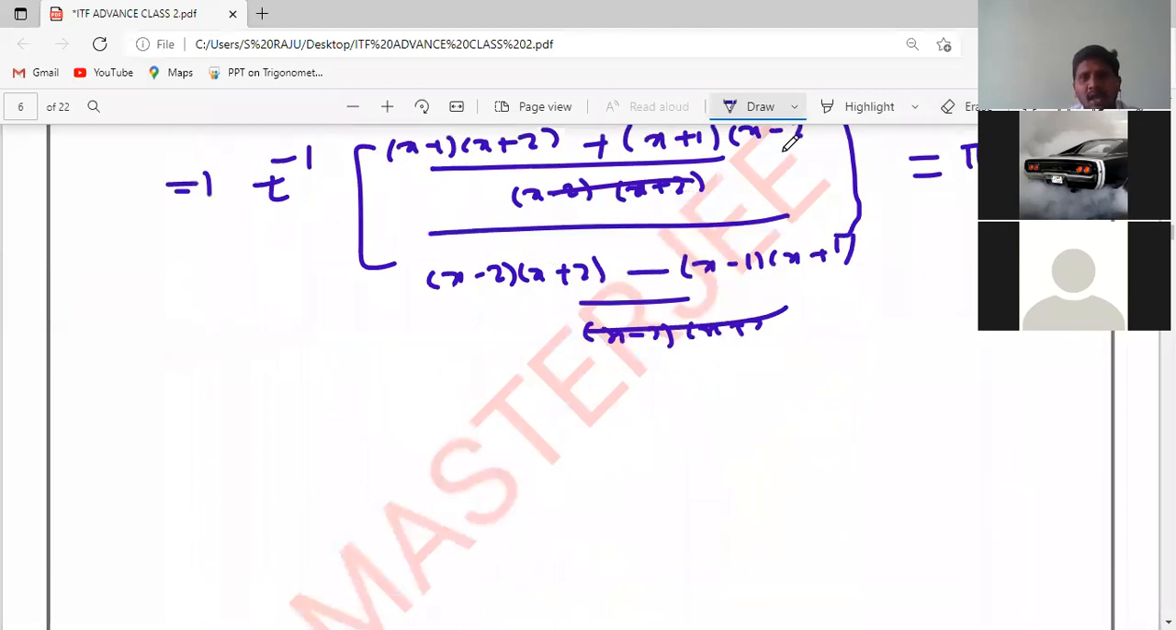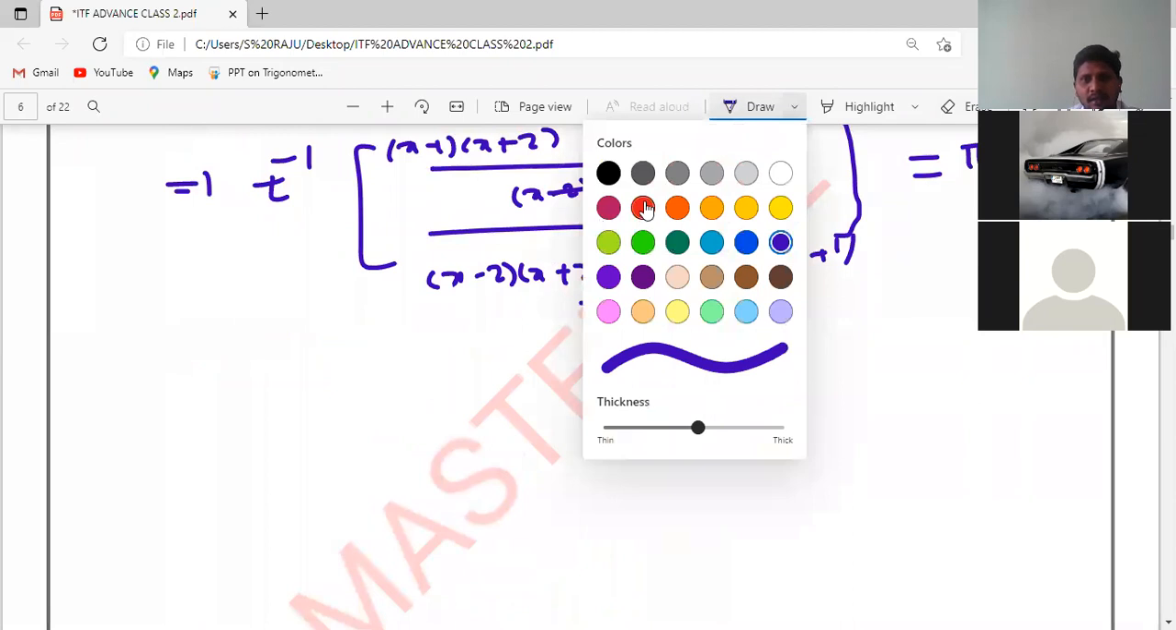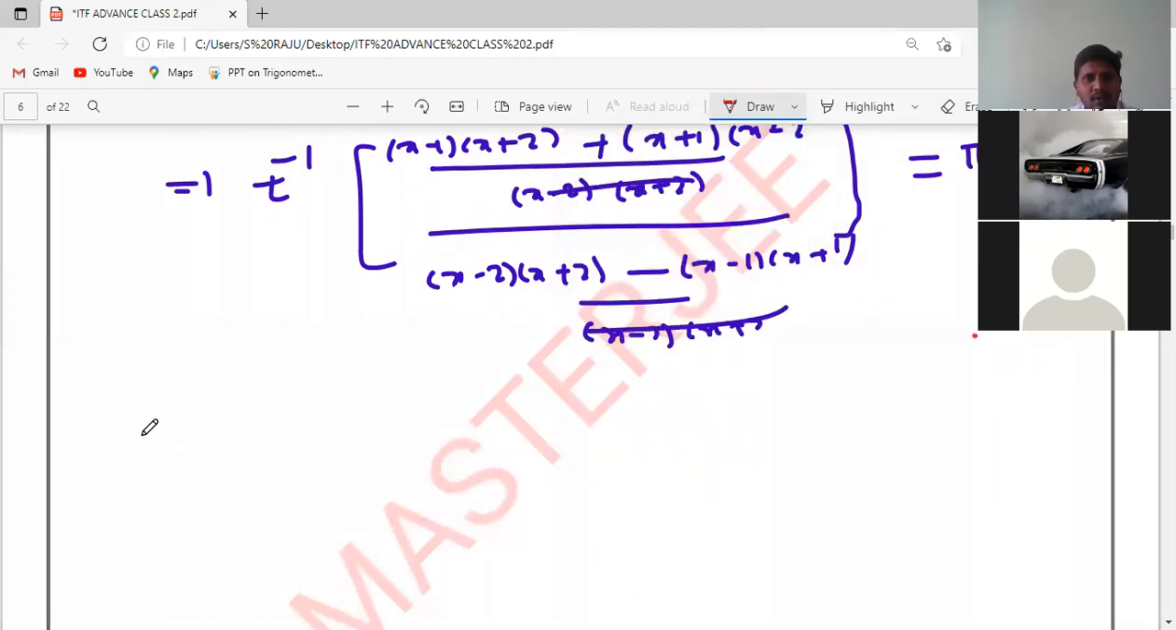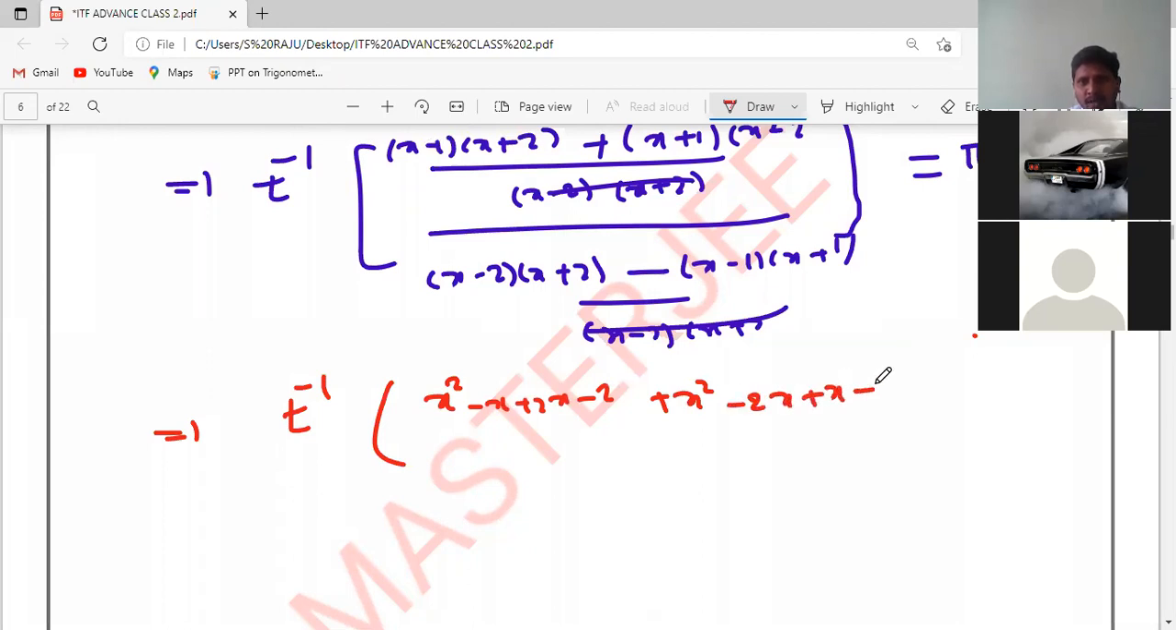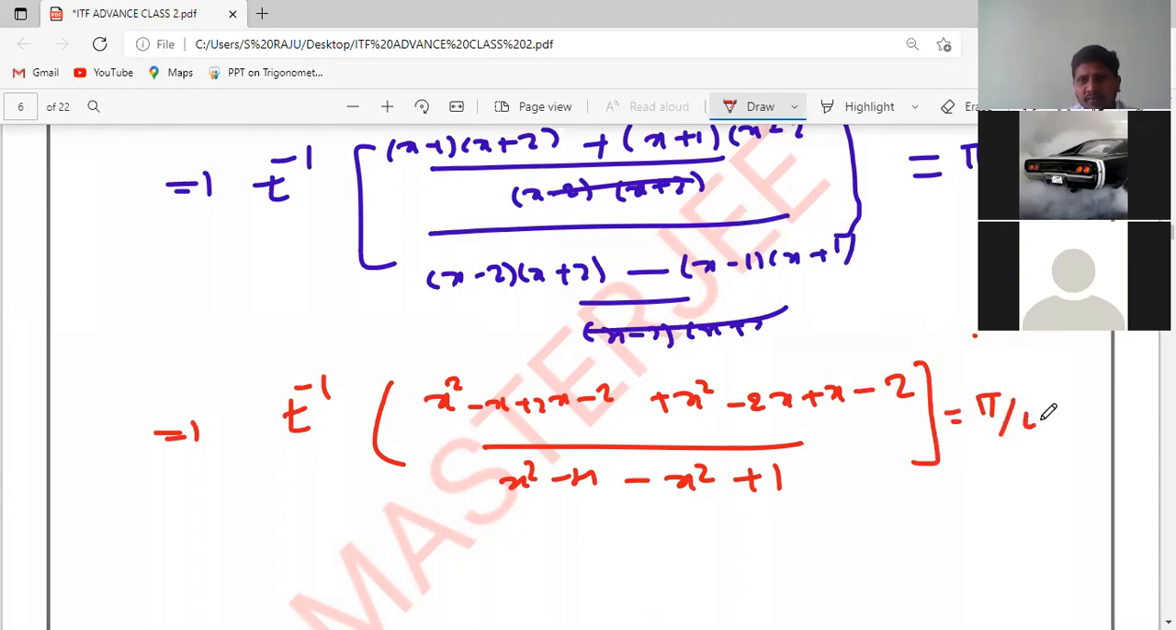So you should not take tan inverse directly on the right side. The student can make a mistake here. So which implies, simplify here, tan inverse of what is the numerator? x into x square minus x plus 2x minus 2, here x square minus 2x plus x minus 2, whole divided by x square minus 4 minus x square plus 1. Am I right? Denominator x minus 1 into x plus 1 is equal to pi by 4.